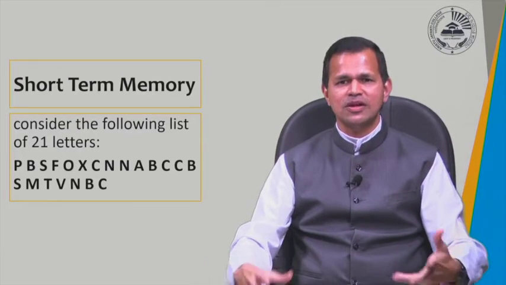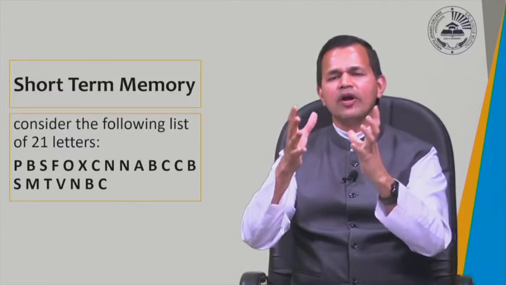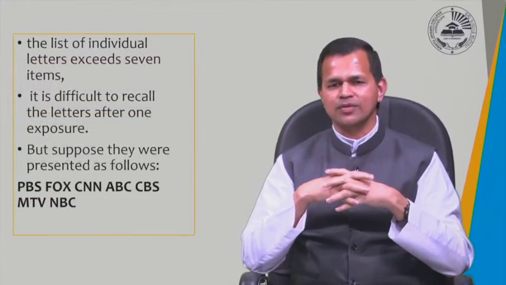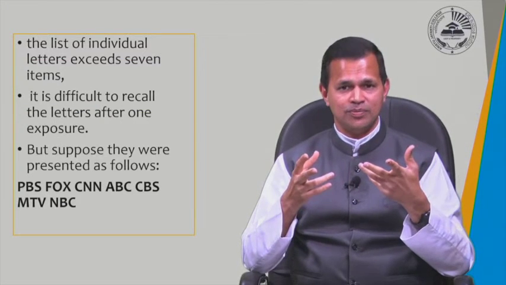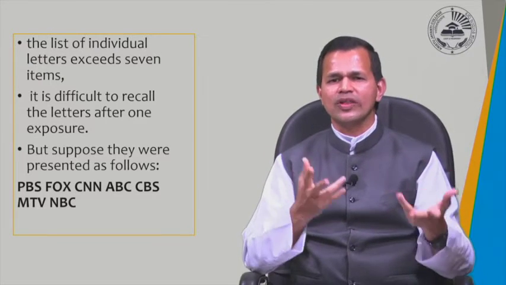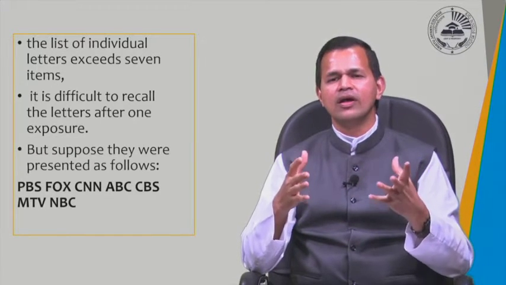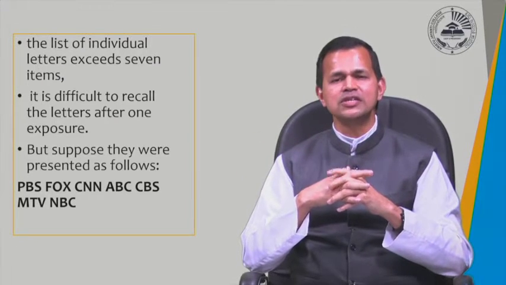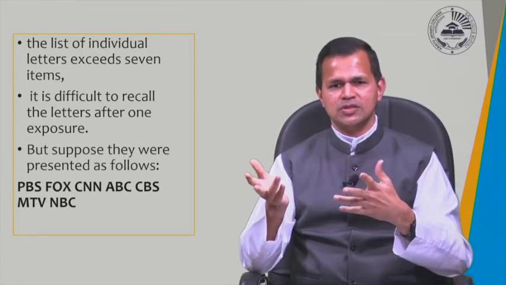So let us consider this list, and I'm going to convert them into 7 meaningful chunks. Now let us read it again. The same letters I converted into PBS, Fox, CNN, ABC, CBS, MTV, and NBC. Now that it has been converted into something meaningful, it was very difficult for us to recall the letters after one exposure, but when they are presented as meaningful chunks, they will be remembered. So our ability to remember is, they say, 7 plus or minus 2 from the available information.